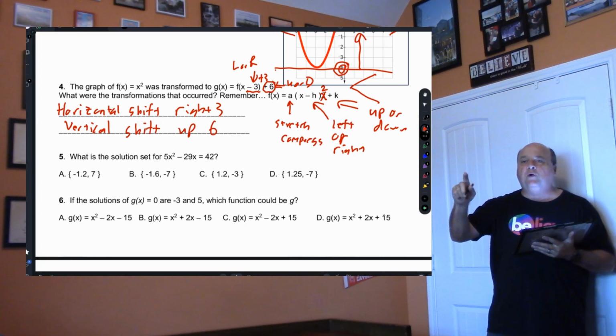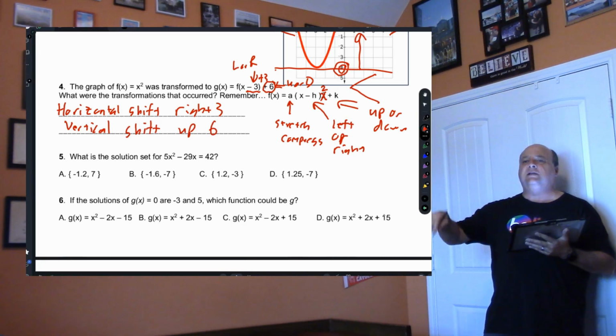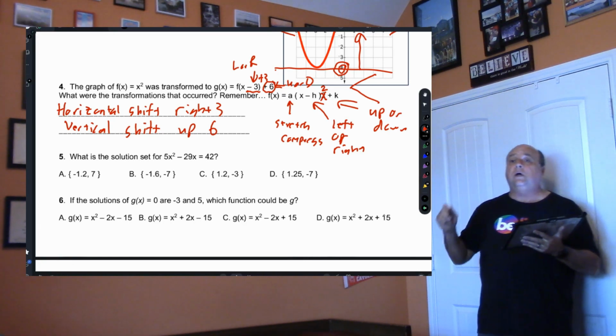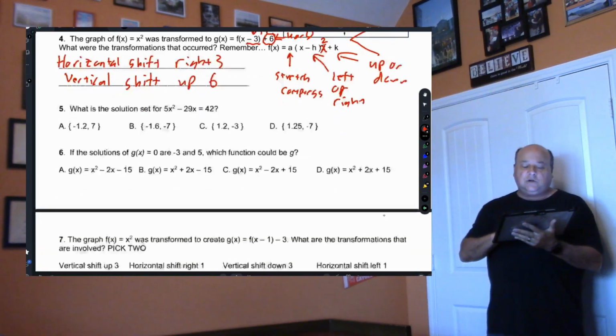Remember, the number in the parentheses is left or right. The number at the end is up or down. If it's in front of the X, it's going to be a vertical stretch or compress. Let's go to the next one.